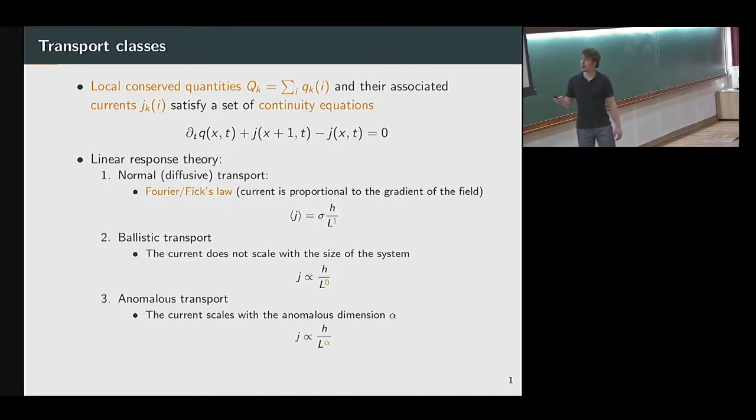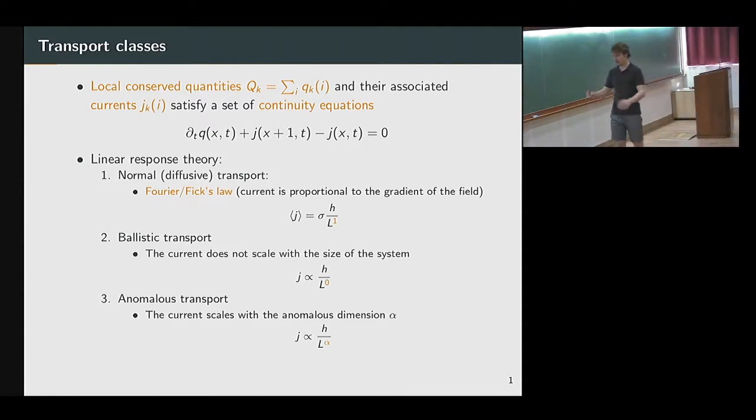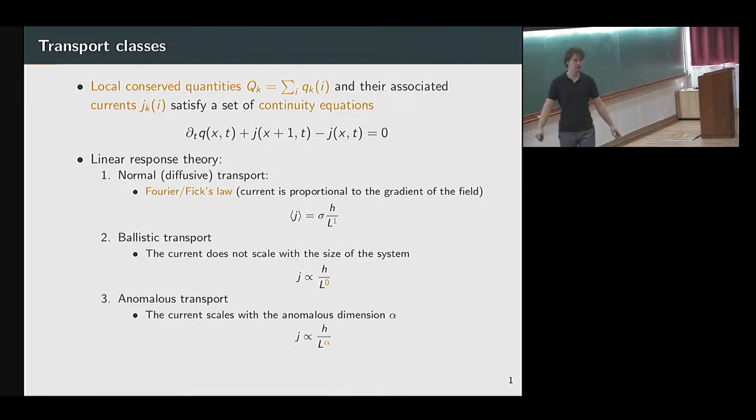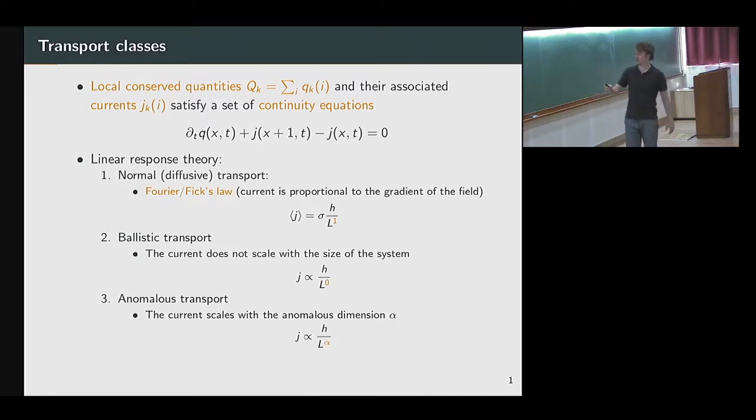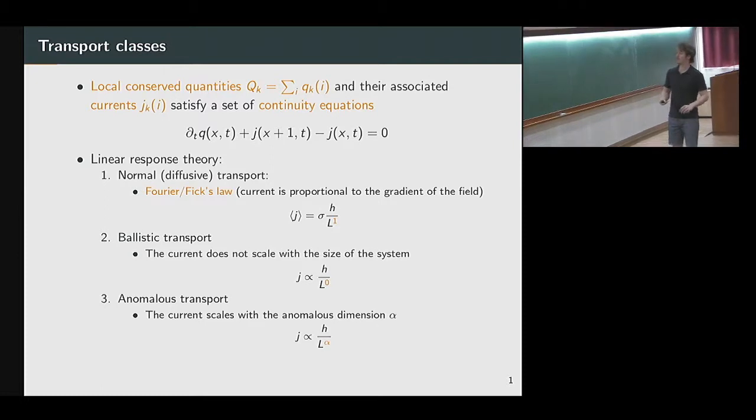So let me just start by introducing very basic notions of transport and the different transport universality classes we can have. First of all, why are we interested in transport, and in particular in transport associated with conservation laws? Well, because if we don't have any conservation laws, usually the dynamics is quite boring, in the sense that all correlation functions and the like die off very quickly.